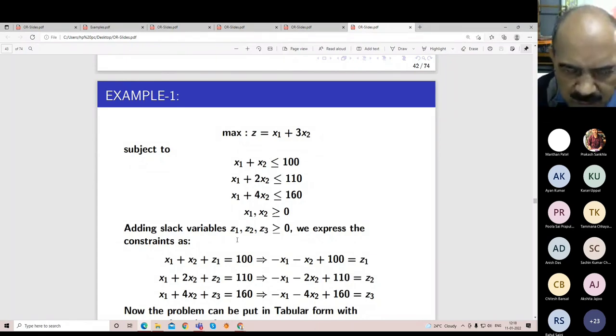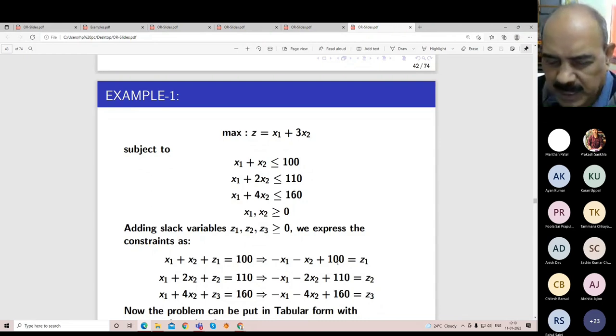Since they are slack variables, Z1, Z2, Z3 are non-negative. So we write x1 plus x2 plus Z1 equal to 100, Z1 non-negative. Or you can express this as minus x1 minus x2 plus 100 equal to Z1. Why express it this way? The reason is Z1 depends on x1 and x2. Once I set x1, x2 to 0, the Z1 value becomes 100.